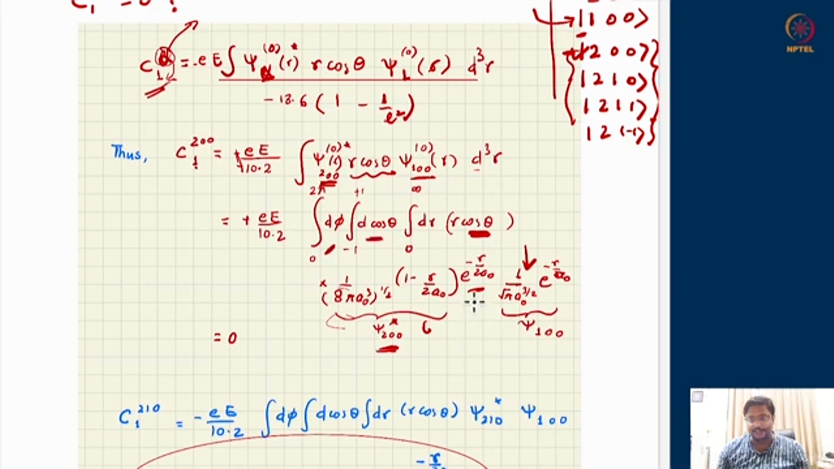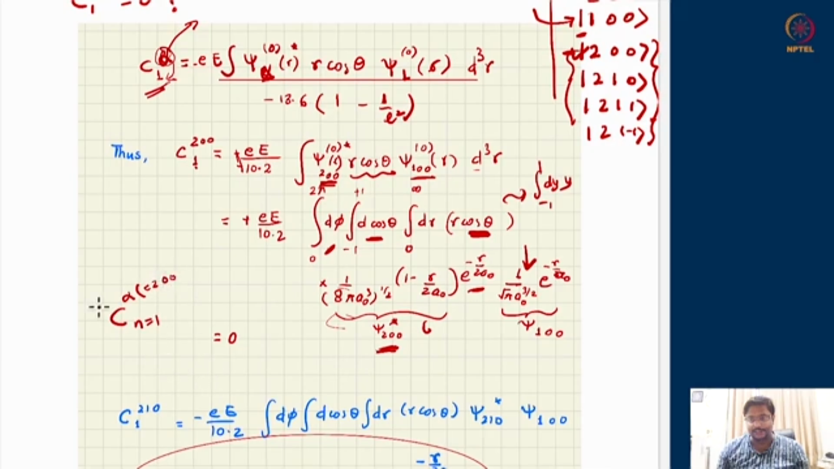That made it an odd function. This time again, since the wave function psi 200 also does not depend on theta, the previous argument still remains true: if I do the integration of d cos theta from minus 1 to 1, it is equivalent to the integration of dy of y from minus 1 to 1, and therefore even this correction term will become 0. So C1 alpha, when alpha takes the value 200, is 0.